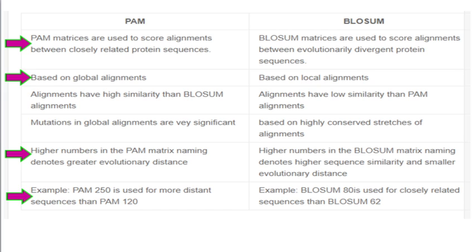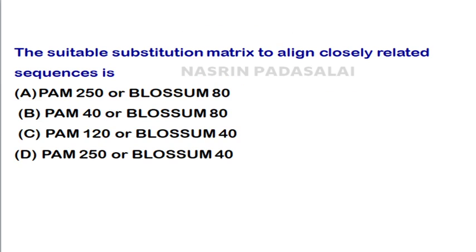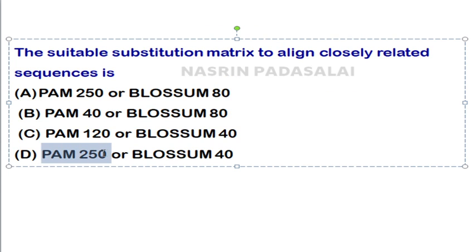Okay, and this is the differentiation between PAM and BLOSUM. PAM matrices are used to score alignments between closely related protein sequences, whereas BLOSUM matrices are used to score alignments between evolutionarily divergent protein sequences or distant protein sequences. Next, PAM is based on global alignment, that is end-to-end alignment, whereas BLOSUM is based on local alignment. Next, a high number in PAM matrix naming denotes a greater evolutionary distance. Okay. See, why I don't select PAM250 is that here they are asking about closely related sequences.